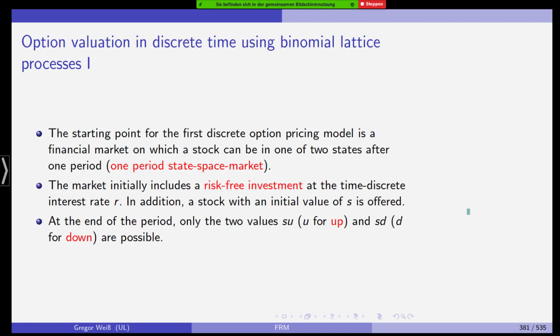And the starting point now for this discrete option pricing model, it's in discrete time because we can actually count the times and the points in time. The starting point is a financial market on which a stock can be in one of two states after one period. So it's a one-period state space market. We initially have a risk-free investment with an interest rate of R, and we have a stock that has an initial value of S. And it can then go up: we multiply S with U, U for up. And if we multiply S with D, it can go down, so we get S times D.